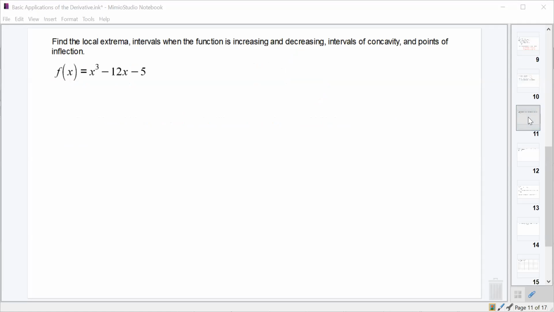So here's what we're going to try and do. We're going to find all of the local extrema, all the intervals where the function is increasing and decreasing, all of the different intervals of concavity, and any points of inflection that we might be able to find on this function, f of x equals x cubed minus 12x minus 5. What are we going to do first?